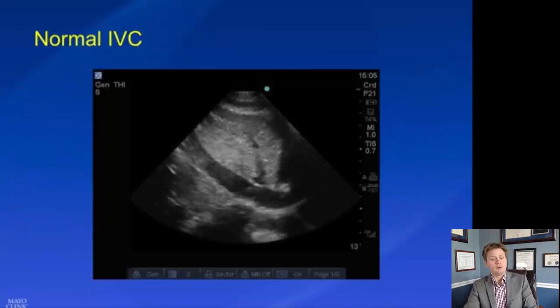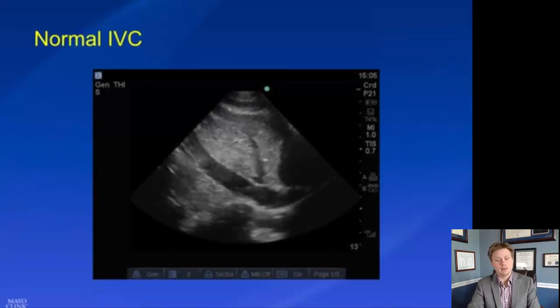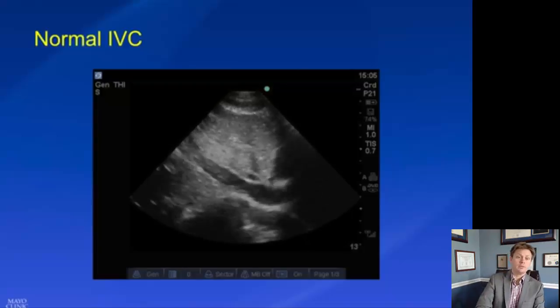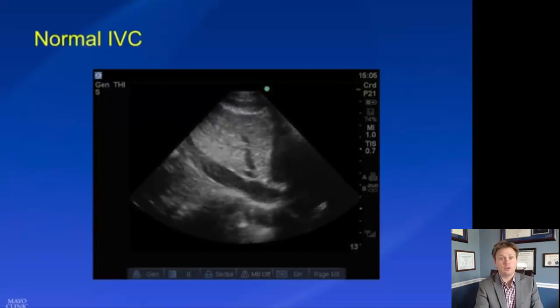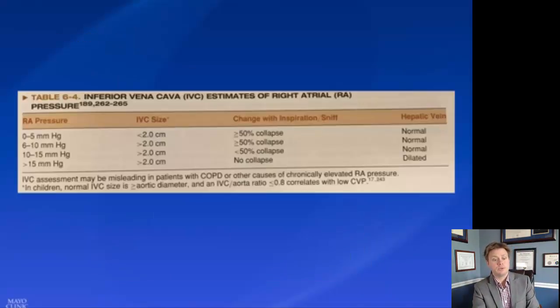So this is what a normal inferior vena cava is going to look like. We've got an IVC here traversing the liver. We see the first hepatic vein and going into the right atrium. It's going to be about 2 centimeters and have a respiratory variability of about 50% or so. There is some evidence to suggest that the size and the percent collapse of the IVC can be used as a surrogate marker for right atrial pressures, and you can see that in this table here.